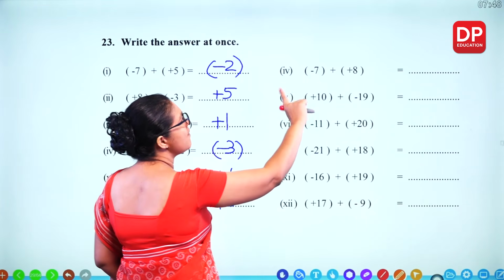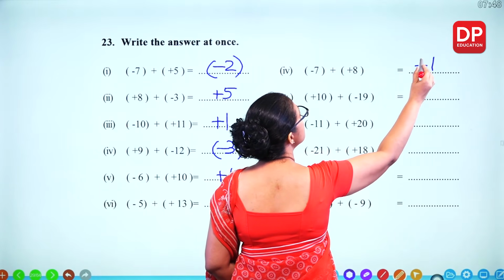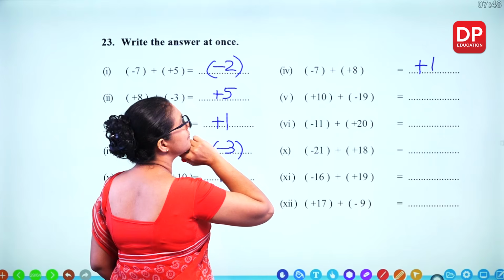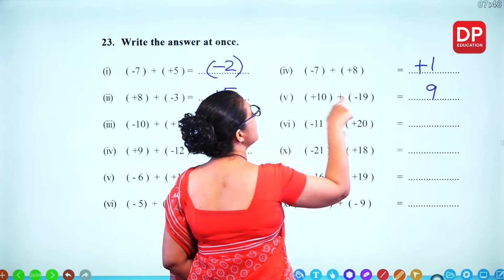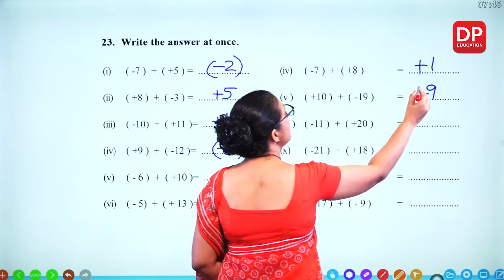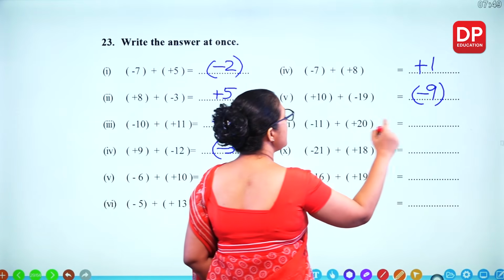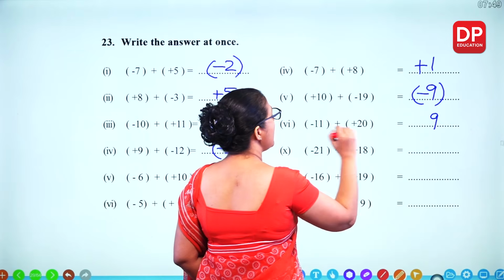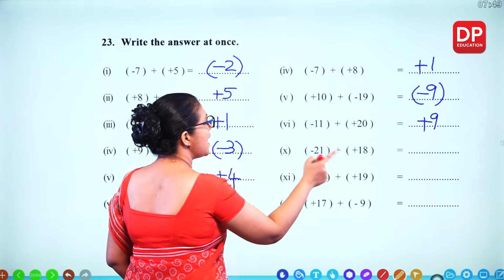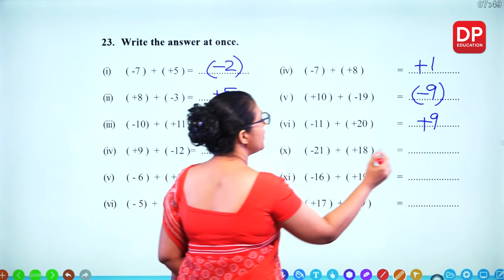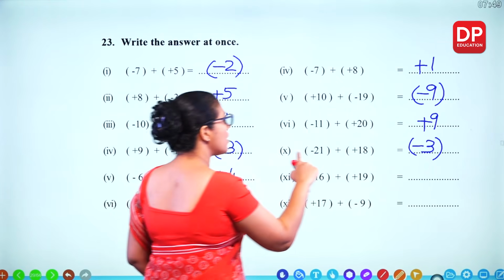This one. 8 and minus 7, you get 1, and that's positive. 19 and 10, 9, minus 9 because 19 is bigger. 11 and 20, the difference is 9 and plus 9 because 20 is bigger. 18 and 21, 3 is the difference. And minus 3 you are getting because minus 21.